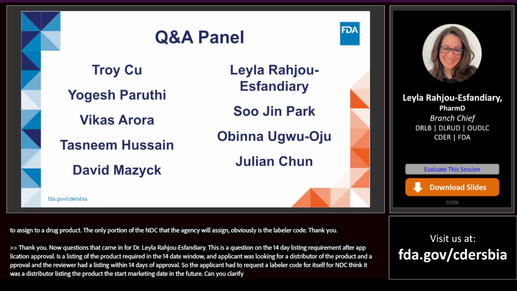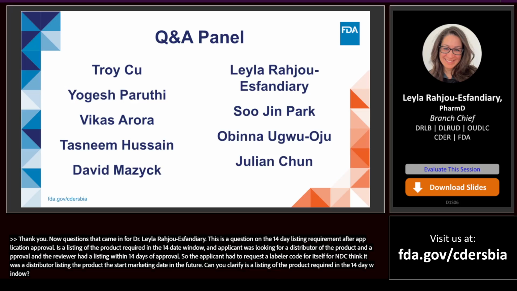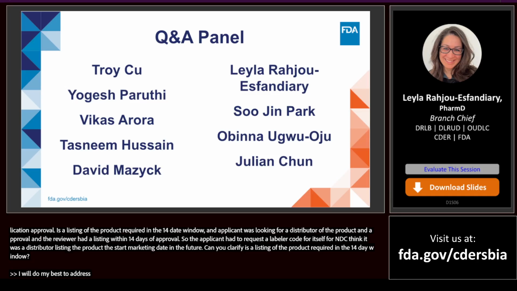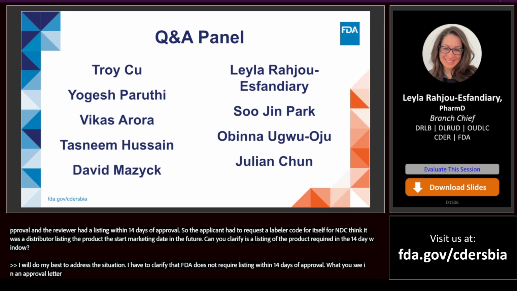So I will do my best to address the situation. I have to clarify that FDA does not require listing within 14 days of the approval. What you see in an approval letter that is sent to applicants after a drug is reviewed and approved by FDA is a request to submit labeling within 14 days.